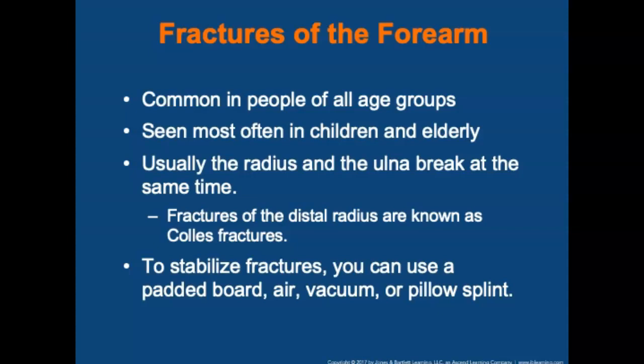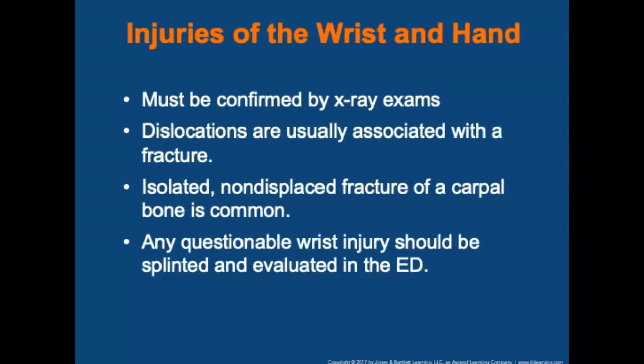To stabilize fractures of the forearm and wrist, use a padded board, air, vacuum, or pillow splint. Injuries of the wrist and hand range from dislocation to sprains and must be confirmed by radiograph examination. Dislocations are usually associated with a fracture, resulting in a fracture dislocation. Another common wrist injury is an isolated non-displaced fracture of a carpal bone, especially the scaphoid. Any questionable wrist sprain or fracture should be splinted and evaluated in the emergency department.